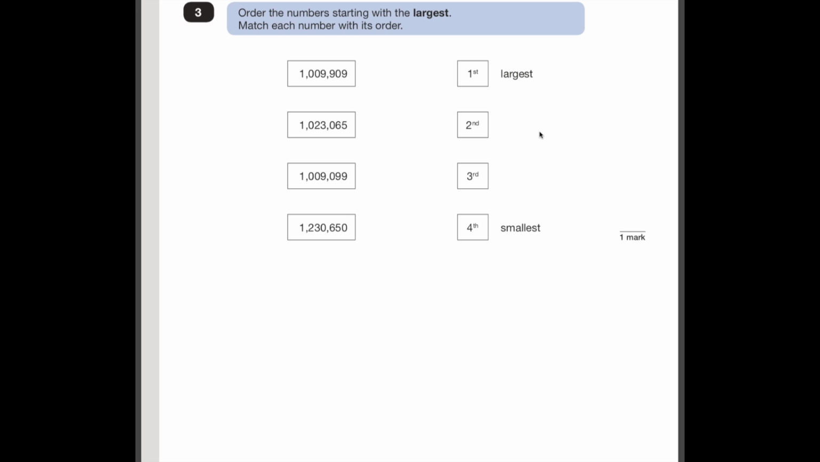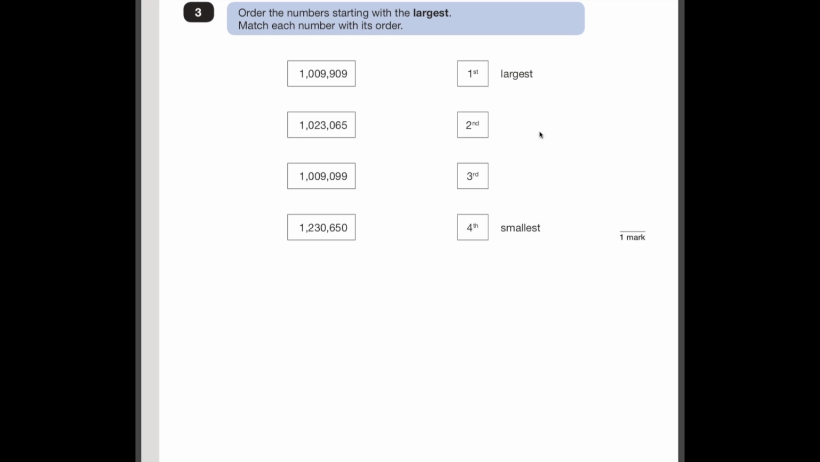Number 2, what number is 1,000 less than 9,072? You shouldn't need to do any working out for this question. You should look at the thousands column, which is this 9 here, and subtract 1 from it. So the answer is 8,072.